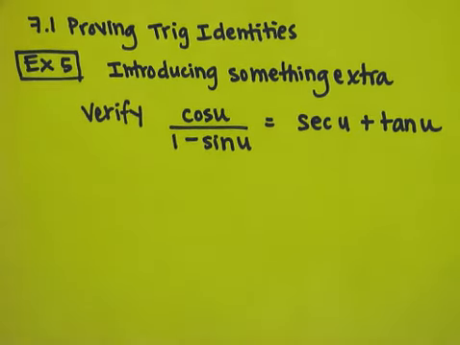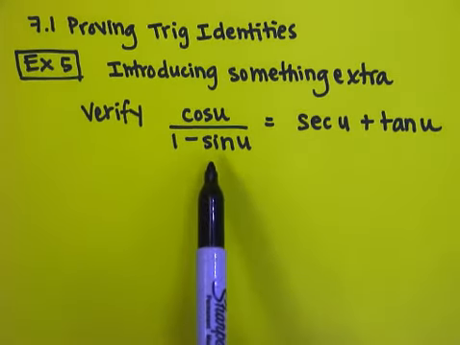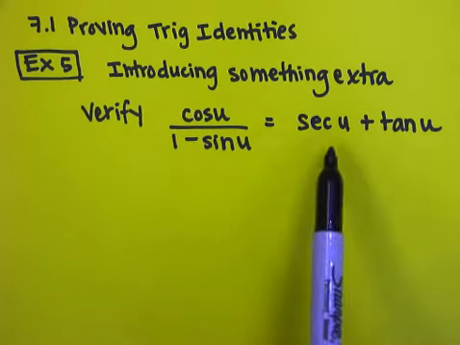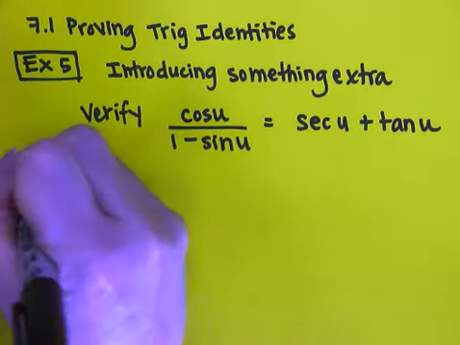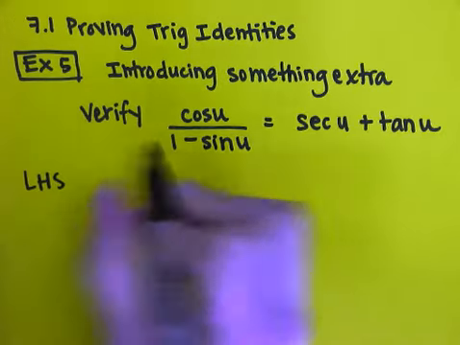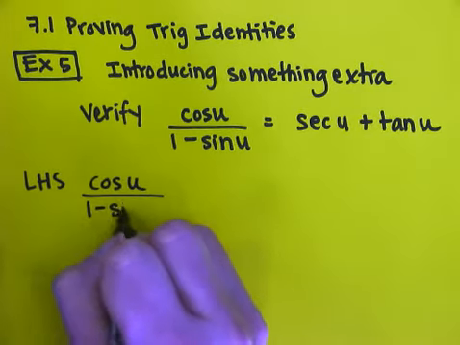So for instance, if they ask us to verify that cosine u over 1 minus sine u is equal to the secant of u plus tangent of u, let's start with the left-hand side. So we have cosine u over 1 minus sine u.